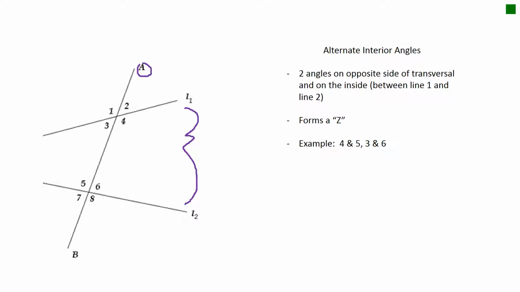So they have to be these angles in here. So they form a Z. Where's our Z? Okay, so angle 3 is on one side of the transversal. On the opposite side of the transversal, and still on the inside, we have angle 6. And you'll see that they're both on the inside of the Z, okay? These are alternate interior angles. You can draw your Z different directions. So 4 and 5 are also alternate interior angles as well.